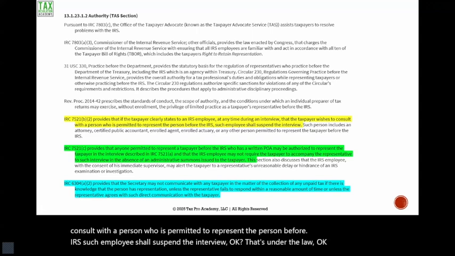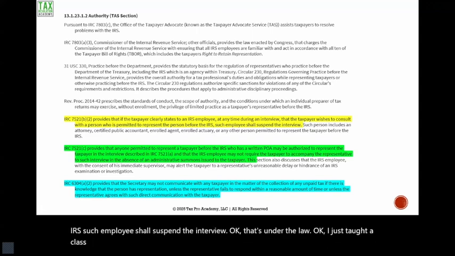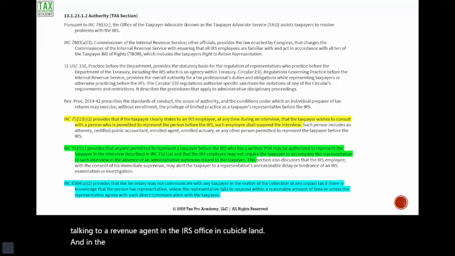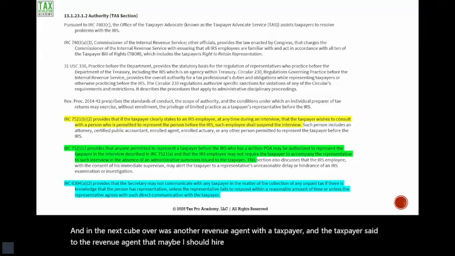Okay, I just taught a class recently where I was talking about how that happened. There was an enrolled agent talking to a revenue agent in the IRS's office in cubicle land. And in the next cube over was another revenue agent with a taxpayer. And the taxpayer said to the revenue agent that maybe I should hire a representative. And then the revenue agent said, "Yeah, I don't think you need to do that."